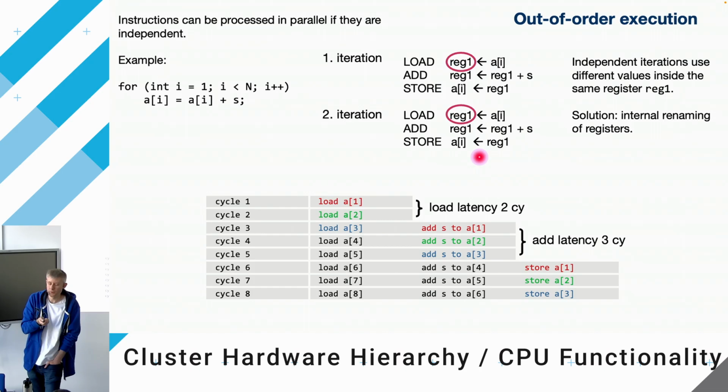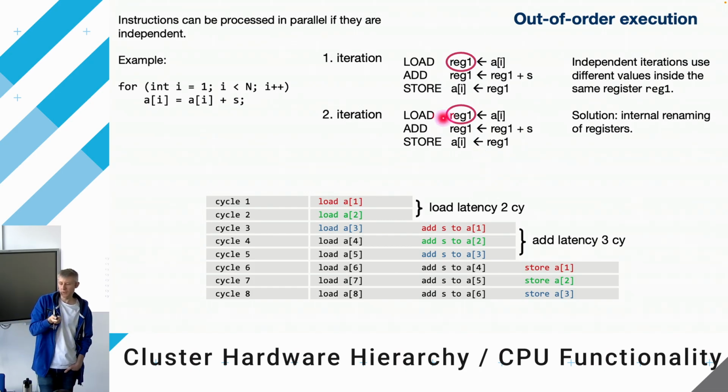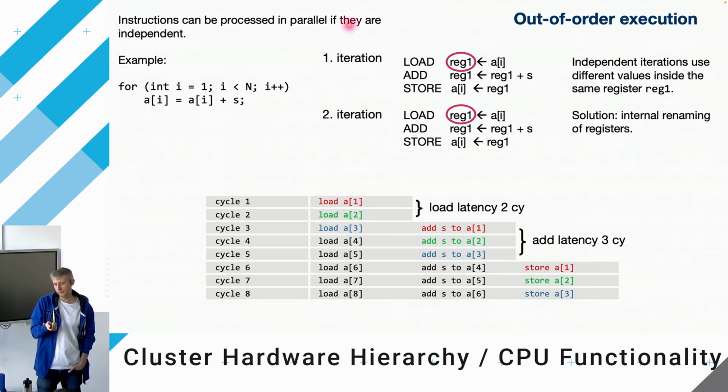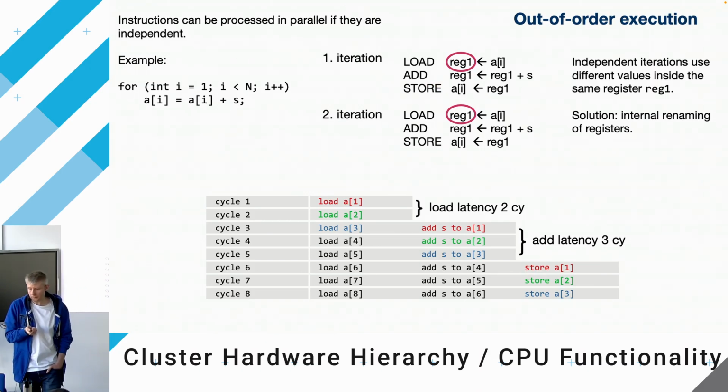Therefore, the CPU knows that it could actually run these loads in parallel and already load the next value while this add is still running. And the store of this value is happening because they are actually independent, even if you use the same registers. In this way, the CPU can already start with the next iteration, even if the first iteration isn't finished yet.